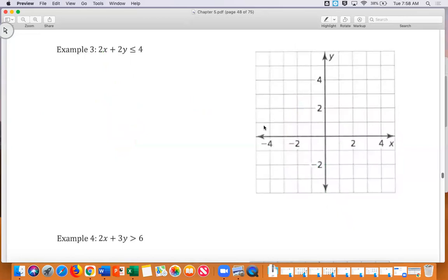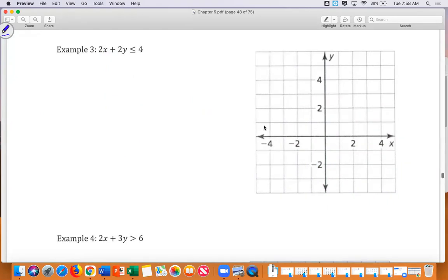Okay. This one, what method would I want to use for example 3? Would I want to solve for y or would I want to do the cover-up method? Drew, what do you feel? Okay. So Drew wants to solve for y, right? I probably would have done the cover-up method real quick, but it's okay. We can solve for y.